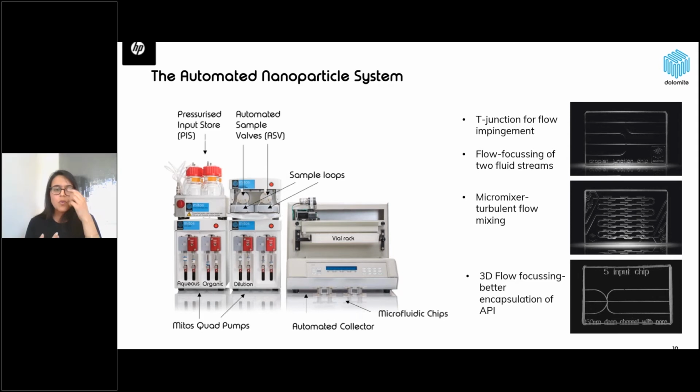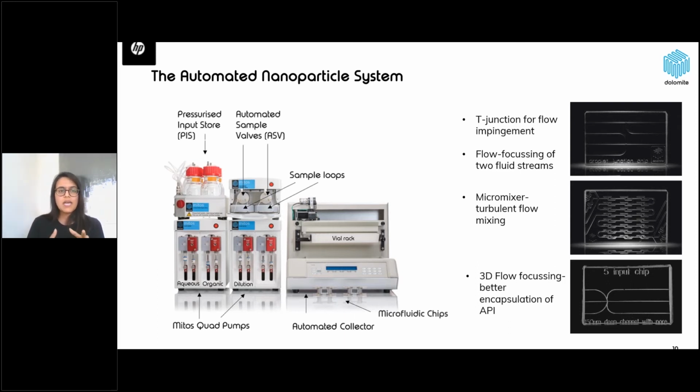We have this system which allows you to use this technology with automation to produce a library of different samples. So if you're starting out, you want to try lots of different formulations, you want to try different combinations, you need to find out what's the most optimized size that works for you. And in order for you to be able to do that, you want to produce lots of little samples.